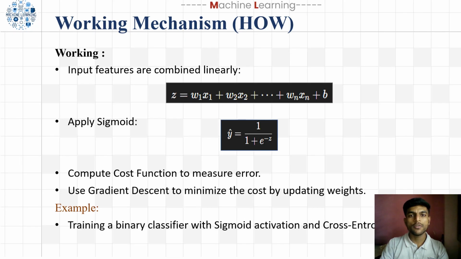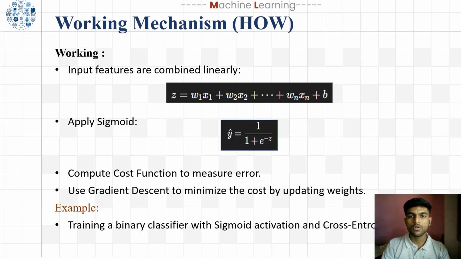Now let's see how they work together. First, we calculate z as a linear combination. The formula for z is equal to w1 x1 plus w2 x2 till wn xn plus b. Here w1, w2 and wn are the weights and x1, x2 and xn are input variables and b is the bias. Then we apply the sigmoid function on it. The sigmoid function is 1 upon 1 plus e to the power minus z. This sigmoid function gives us a probability output.